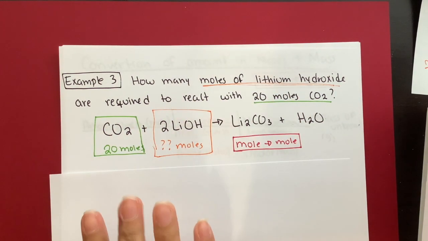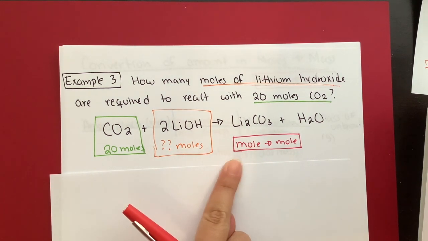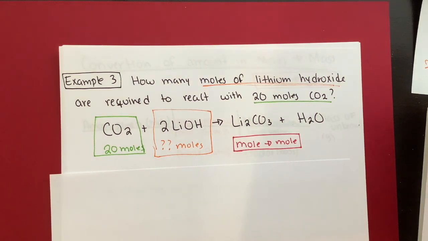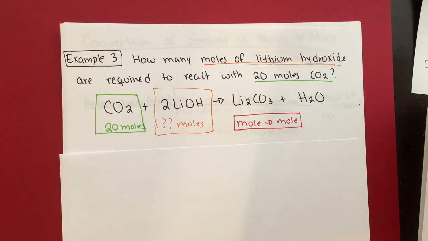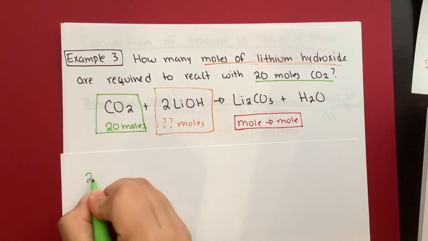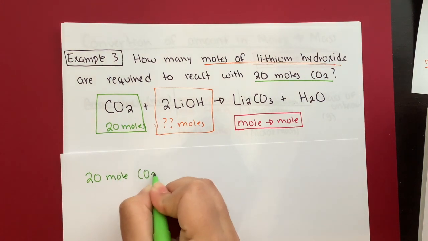Okay, and remember that this one is the simplest one. Today we're gonna go over 4 different types of questions that you can be asked. But this one is the simplest, moles to moles. In this one, we're only gonna use one step, and that is using the mole ratio. Remember, the first thing you always do is you start with what was given to you. 20 moles of carbon dioxide. 20 moles of CO2.